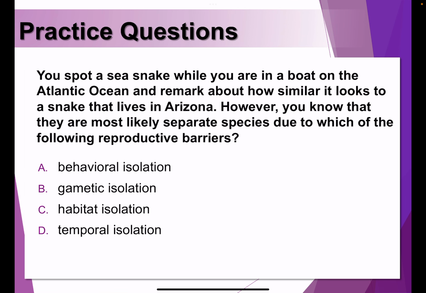You spot a sea snake while you are in a boat on the Atlantic Ocean and remark how similar it looks to a snake that lives in Arizona. However, you know that they are most likely separate species due to which of the following reproductive barriers? Habitat isolation. It's pretty interesting, right?